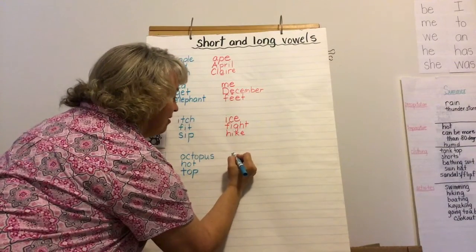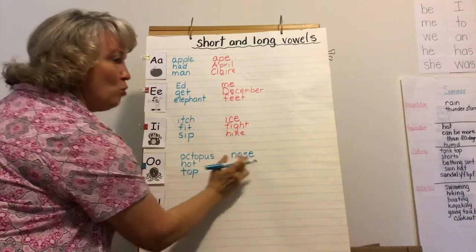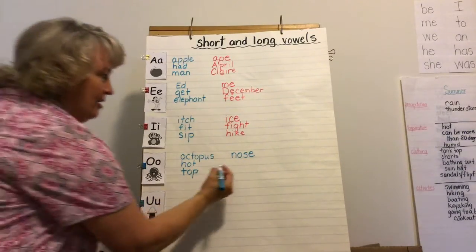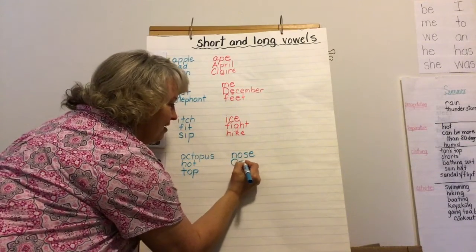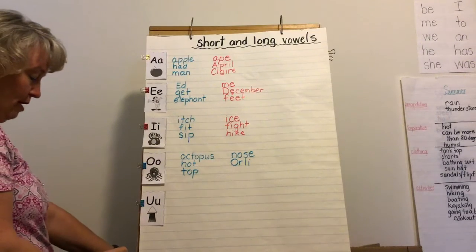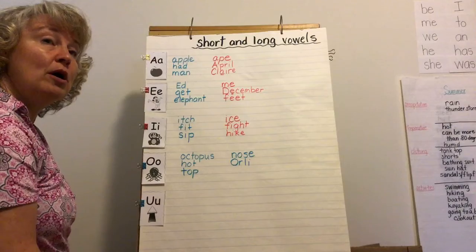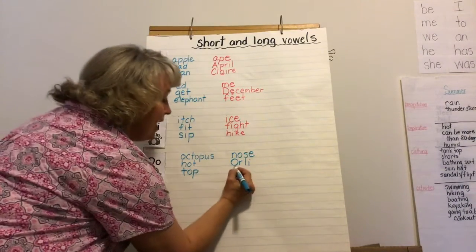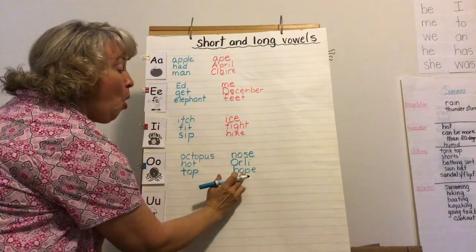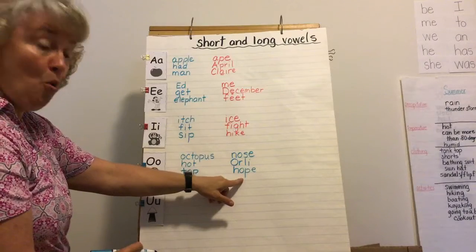nose. Nose. Or another friend from our class, Orly. Orly has that long O sound. Or I could use a word like hope. I hope you have a great day. Hope. So we have short O and long O.